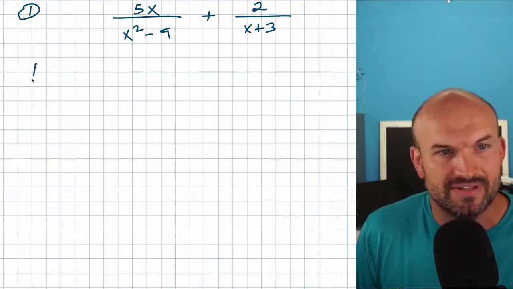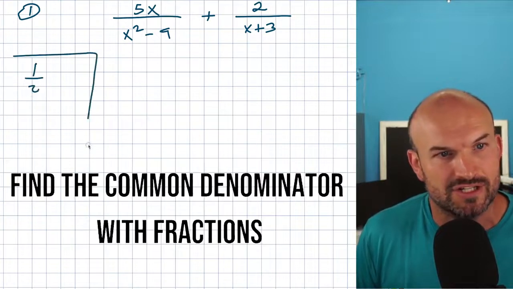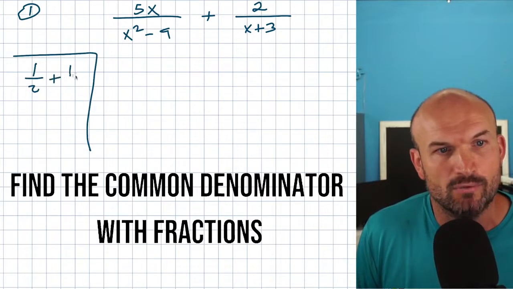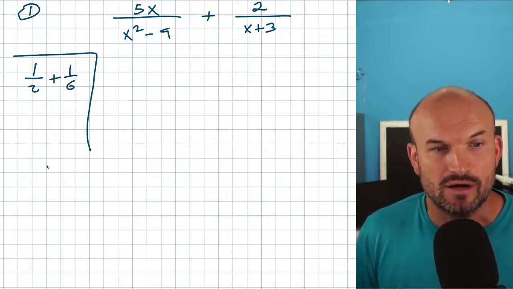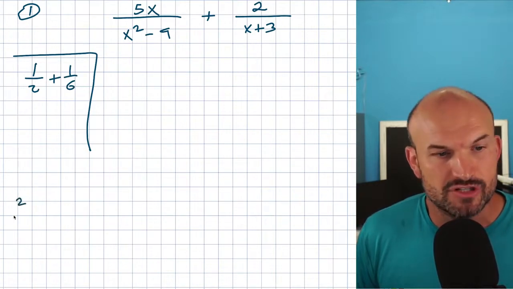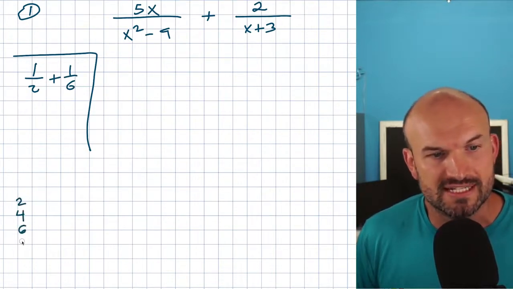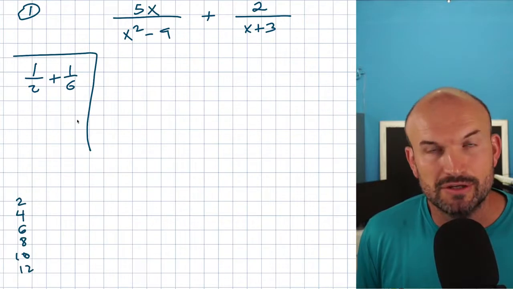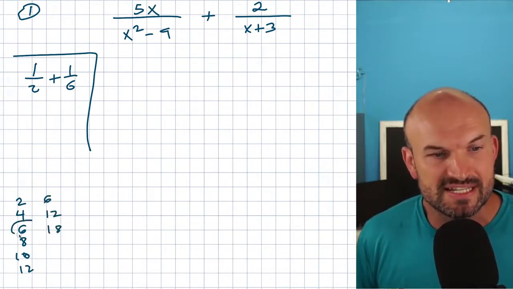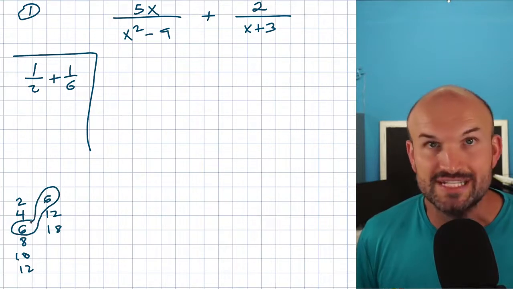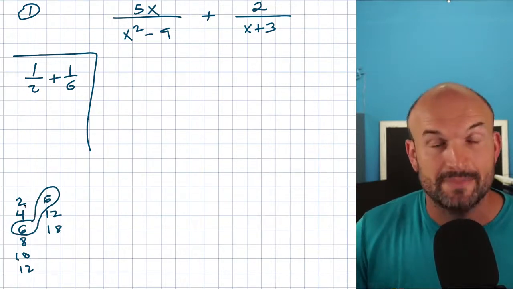A quick little example of this: let's go back to our fractions. What if I had a 1/2 plus a 1/6? The smallest number that they both share is not going to be 12, right? If you list out the multiples of 2, so 2, 4, 6, 8, 10, 12, and then you list out the multiples of 6, you do 6, 12, 18. What I want you to understand is the smallest number that they both divide into, the least common multiple of them, is going to be 6.